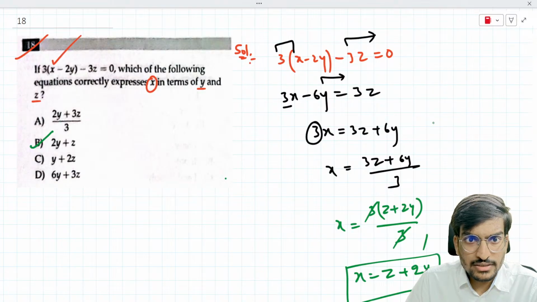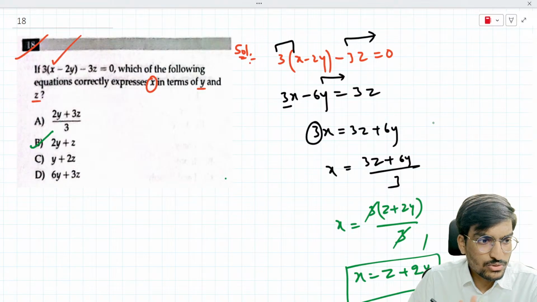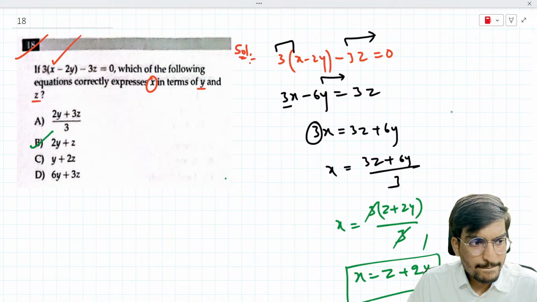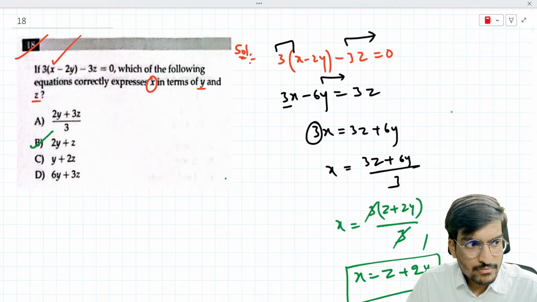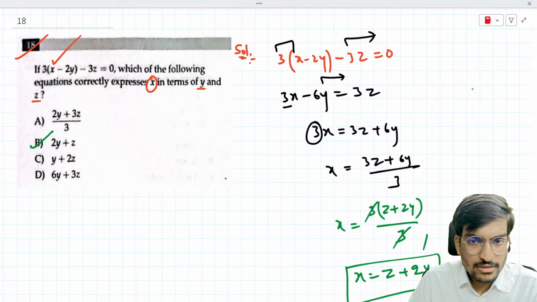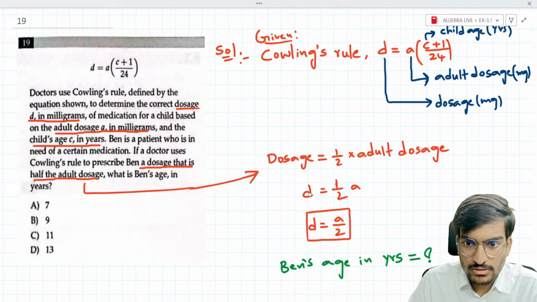So this is how we do it. If this is fine, I'll move to the next question. Let me know, is that okay? Shall I move to the next question? Yes, thank you. Let me move to the next question.